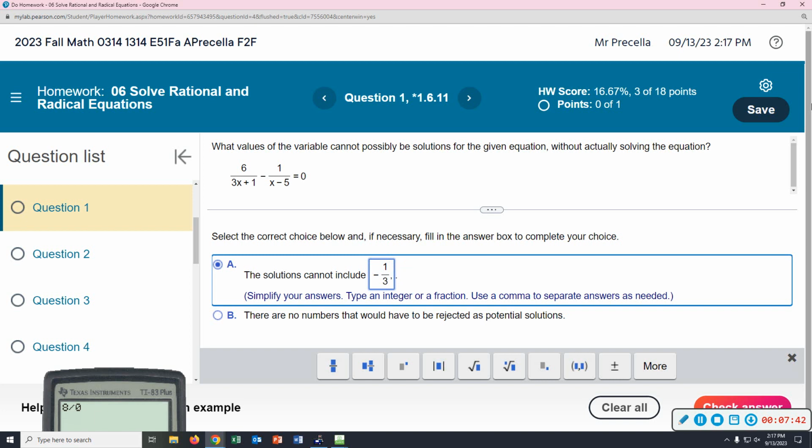I wonder if you left that comma in the denominator. It doesn't matter. Okay, we don't have time to be playing with that. 5.